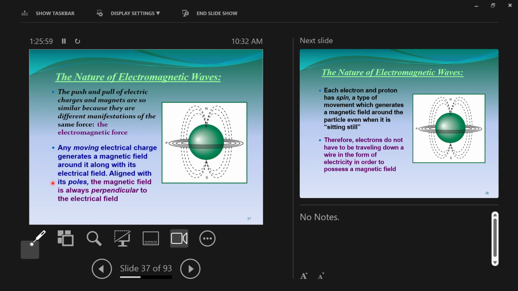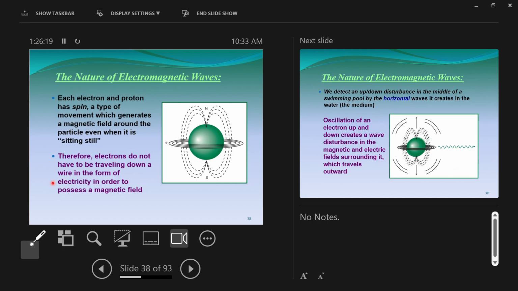Again, I cannot say this enough. You cannot take away spin from the electron. It is always spinning. Like a ball, I spin this ball, and when it lands back in my hand, it stops spinning. That doesn't happen for electrons. They're always spinning. It's a conserved quantity. They have mass, charge, and spin. Can't take it away from them.